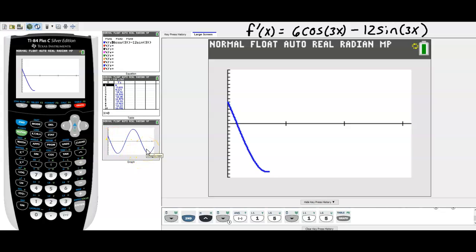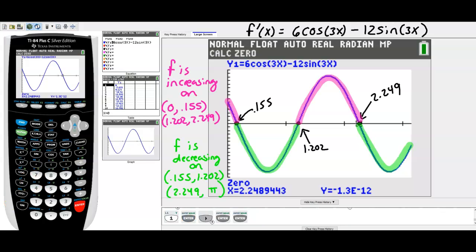So I changed my window. I only wanted to go from 0 to pi on the x-axis because that's all we really care about. And also, I changed my y-axis so I can see the entire curve. But there we have it. All right, so now based on this, I can show you guys the rest of the solution. The next thing we should have done at that point was find the places where it touches the x-axis. There's 3 of them. It's 0.155, 1.202, and 2.249.